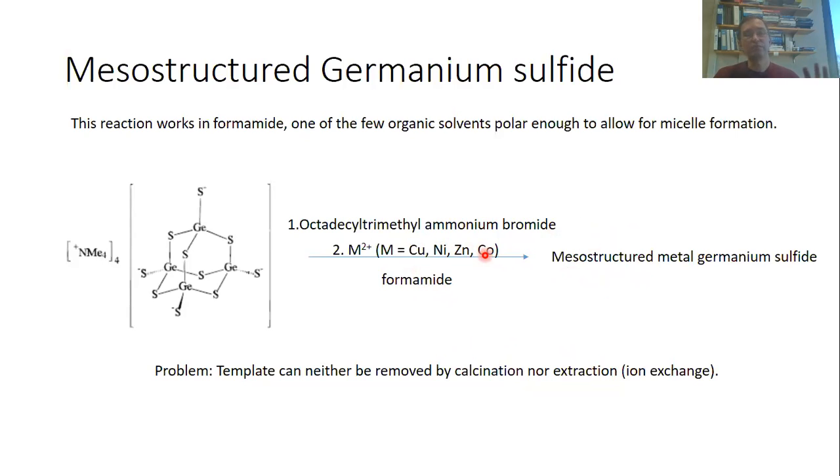So this is a general problem in the preparation of mesoporous materials. The framework in itself has to be interconnected via quite strong and many bonds so that it doesn't collapse upon template removal. And this is actually an example in which this does not work.